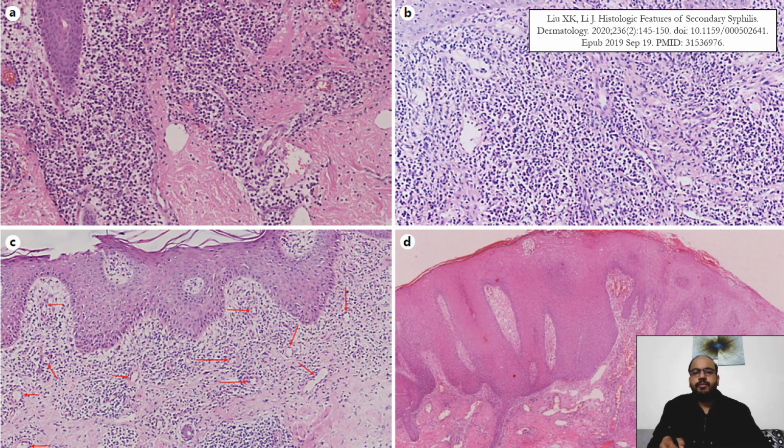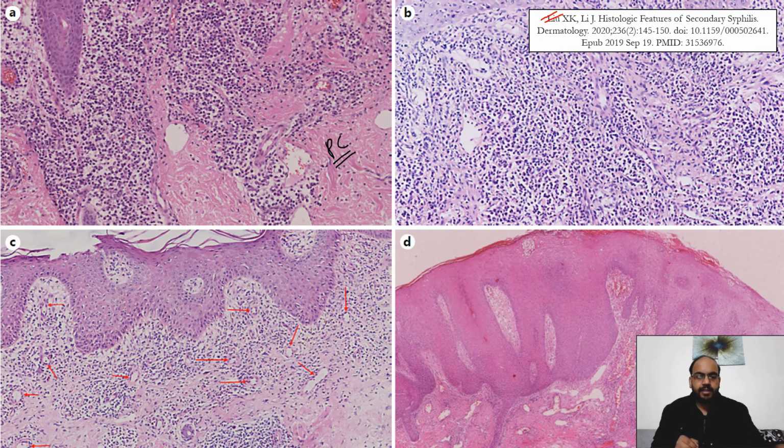Now, these are some of the features, some of the photos that I've taken from this article. It's mentioned in the description. Go and read if you want to know about the biopsy features of syphilis. Okay, so we see a predominantly plasma cell infiltrate. You have a plasma cell infiltrate mostly in the upper dermal area, but it can easily involve the entire dermis.